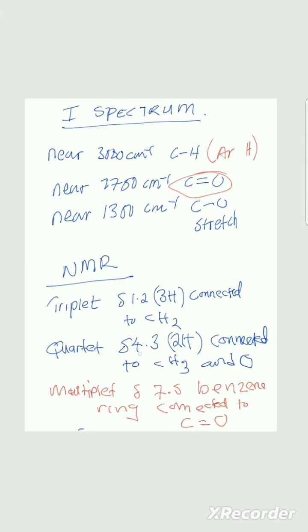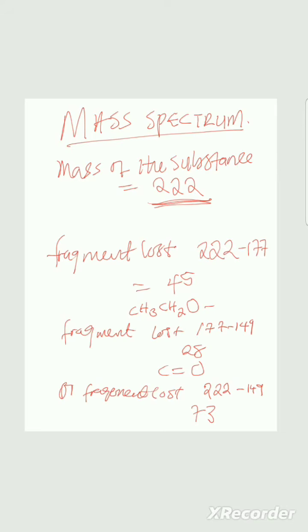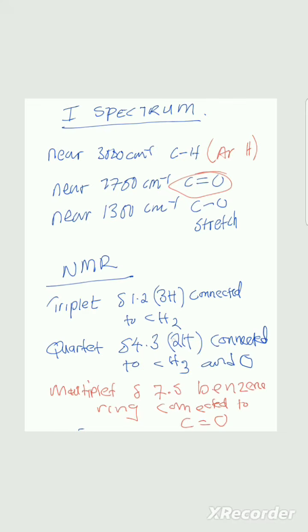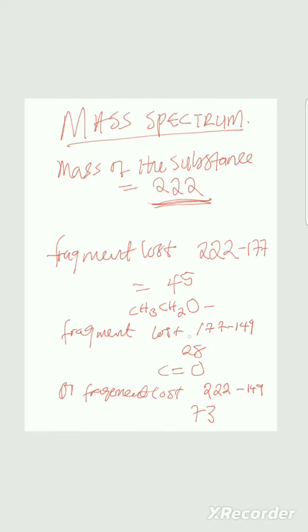Then here we are saying 2H, which is CH2 connected to CH3, which is the same here, CH3 connected to CH2. Here they are saying CH2 connected to CH3 and O. And check here, you are going to find that CH3 is connected to CH2 and O, which is this data which you're having here. CH2 is connected to CH3 and O.